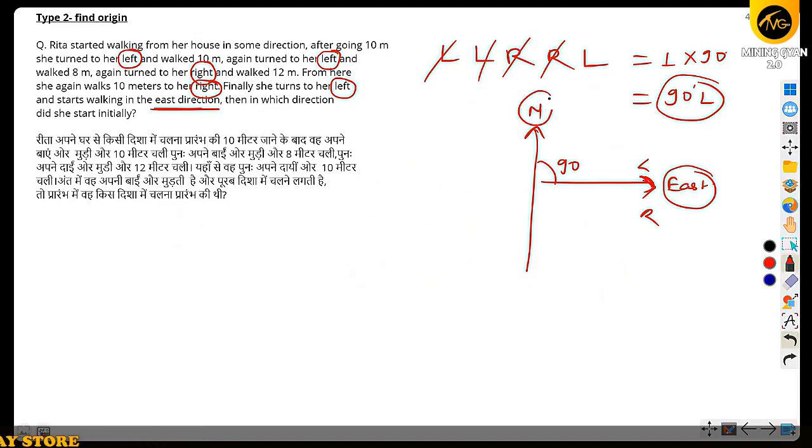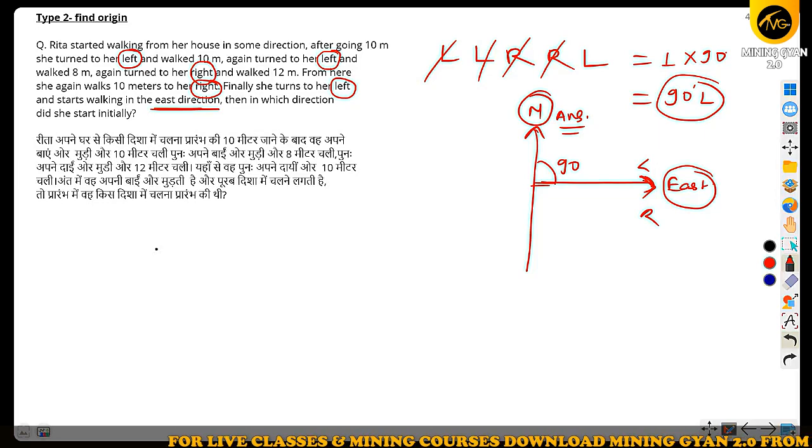So north is her last direction, or initial direction from she started walking from her house. So the answer will be north direction. North is the correct answer, where she starts walking from her house. And if you want to check, then you can go with the traditional method. So basically this is the shortcut method, and which is safe method. You can directly find out this type of direction, or you can say the answer of the question.